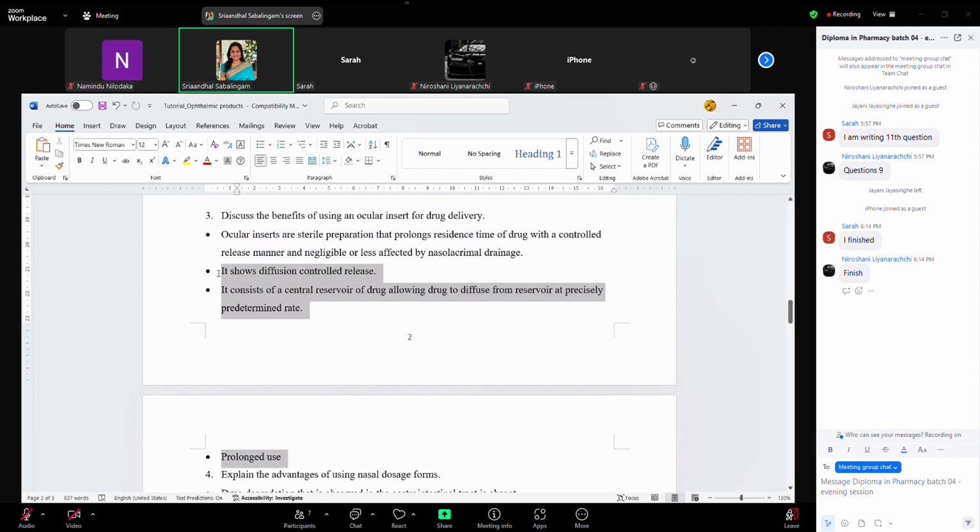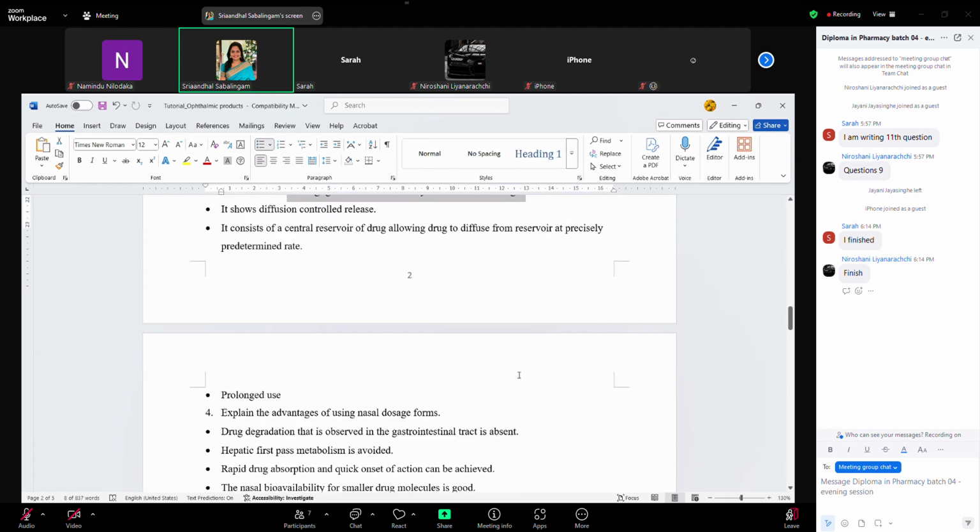There are no sudden fluctuations, peaks or valleys in the drug concentration, and the sterile preparation prolongs the residence time, right? So these are the main benefits, adding to that less drainage through the nasolacrimal drainage, right?